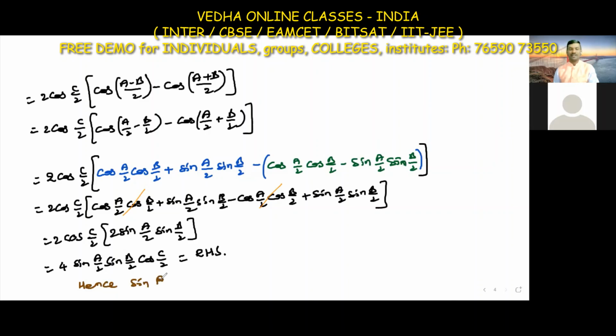Sin A plus sin B minus sin C equals 4 into sin A by 2 sin B by 2 cos C by 2. So this is proved. Understood?